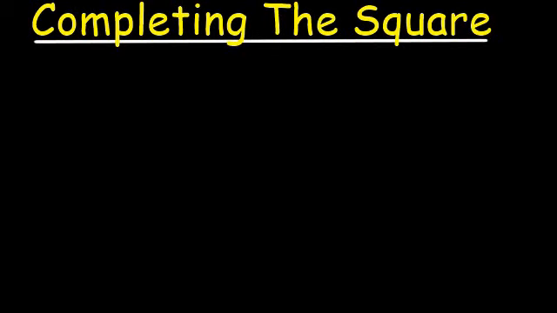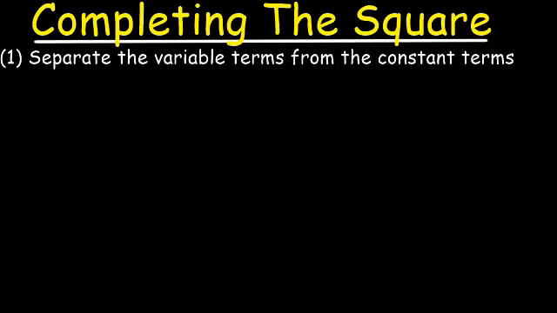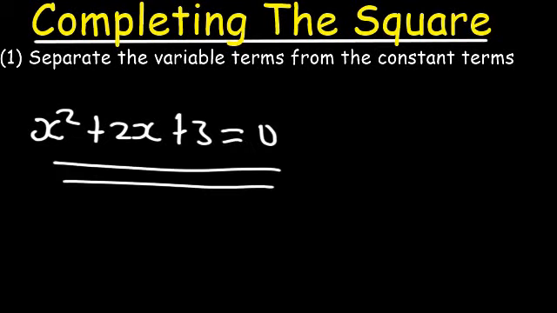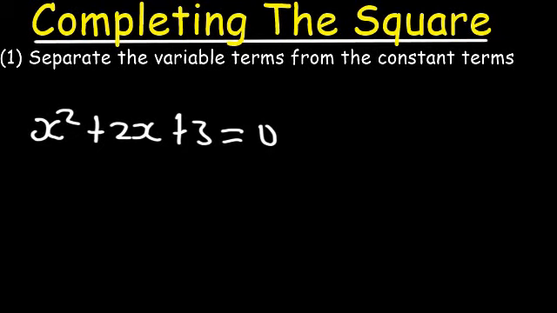The first one, here it is. You are meant to separate the variable terms from the constant term. It's normal that the quadratic equation is of this form: x squared plus 2x plus 3 equals 0. This is what a quadratic equation looks like. This is the standard form of a quadratic equation. Now, to solve it using the completing the square method, you have to separate the variable terms from the constant term.